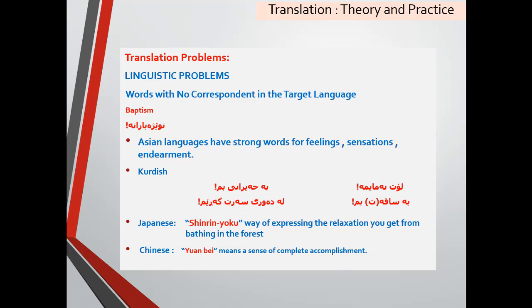So in the source language, it is very important, when you come across words that have no correspondent in the target language, not to force yourself by expressing it in one word. You have to explain it. What does that mean? And that's very normal in translation.